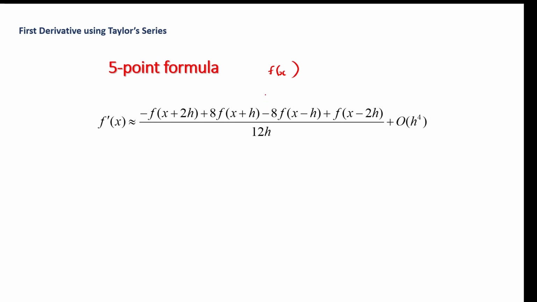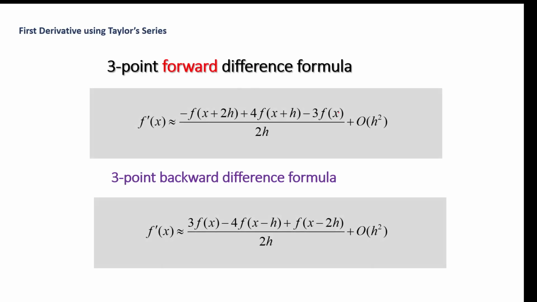So when you're standing at the center x, this is 1-point backward, 2-point backward, 1-point forward, 2-point forward. Compare that to why we call it the 3-point forward. Current point f(x), 1-point forward, 2-point forward, 3-point backward. You are standing at x. Going to the back, 1-point, 2-point. So this is 3-point backward.